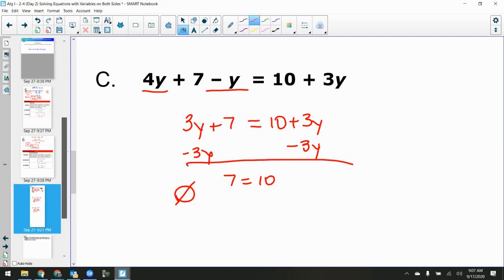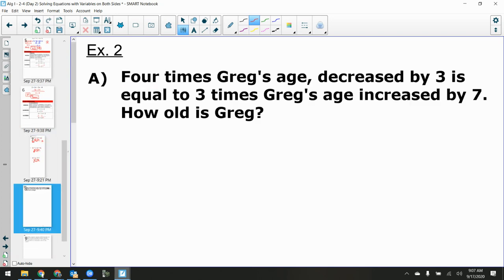All right. So let's take a look at some word problems now. That was a little deviation away, a little sidestep away from solving or getting one solution. Now let's go back and say, okay, what are the other types of word problems that I could use here? All right, 4 times Greg's age decreased by 3 is equal to 3 times Greg's age increased by 7. How old is Greg?